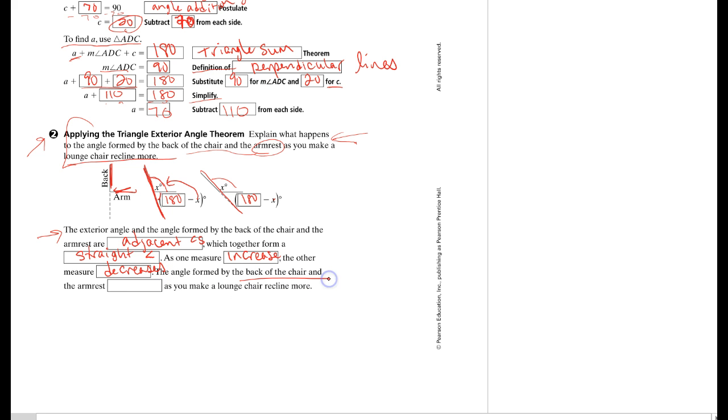And the angle formed by the back of the chair and the armrest, meaning back of chair with armrest, the x that we said here, that would increase as you make the lounge chair recline more.